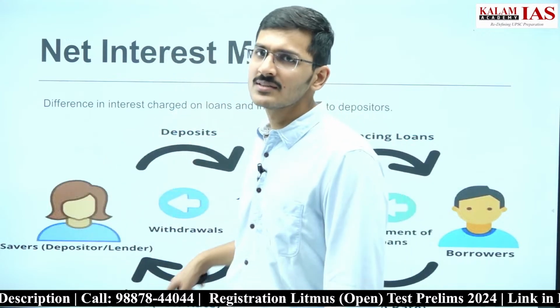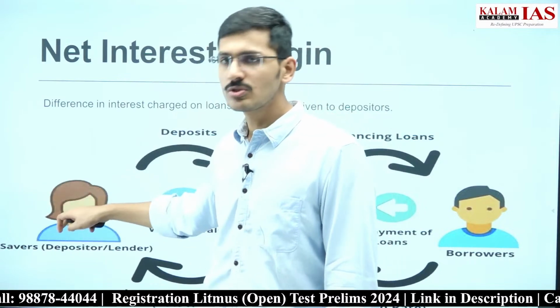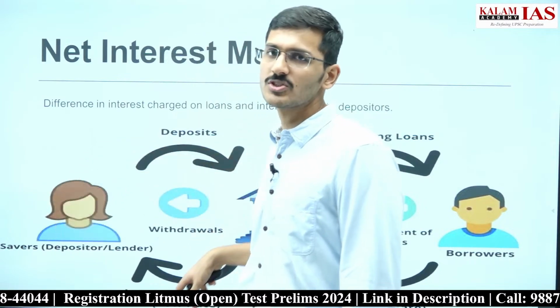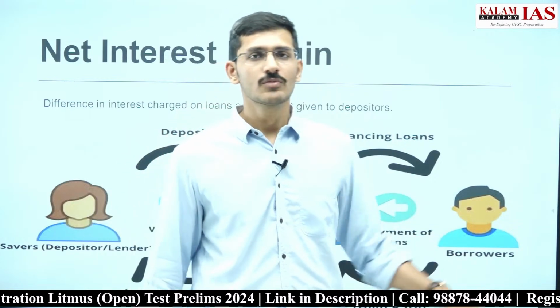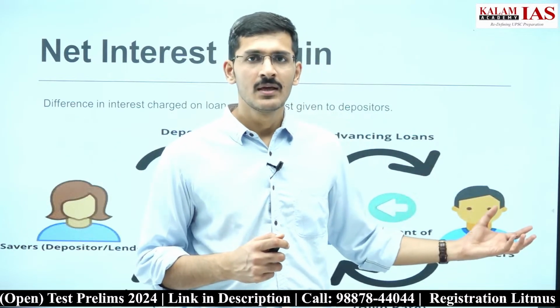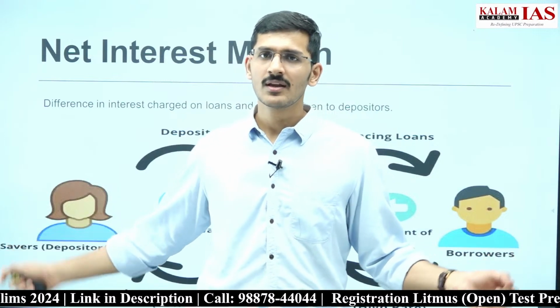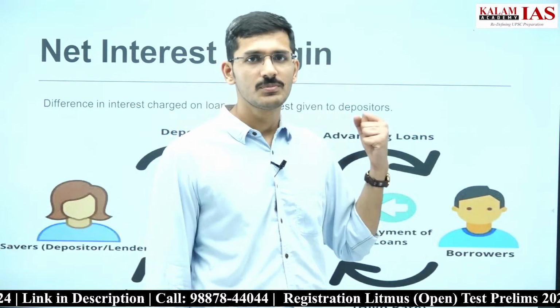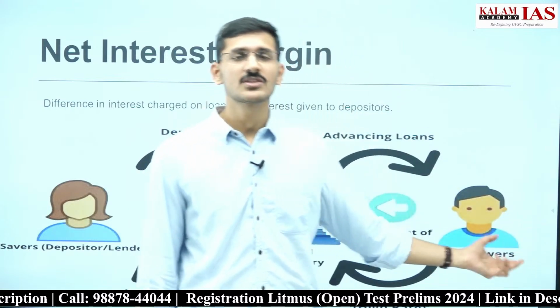Bank has to pay some interest to the depositors. So to pay interest to the depositors and to meet its own operation cost, the bank will charge some interest to the borrower also. So what is the bank doing? Bank is taking money from her and giving money to him. Now, if bank is giving 5% interest rate to the depositor, then the bank will take 10% from the borrower.